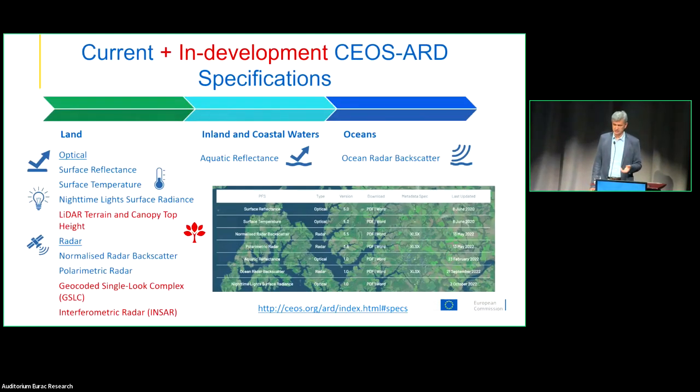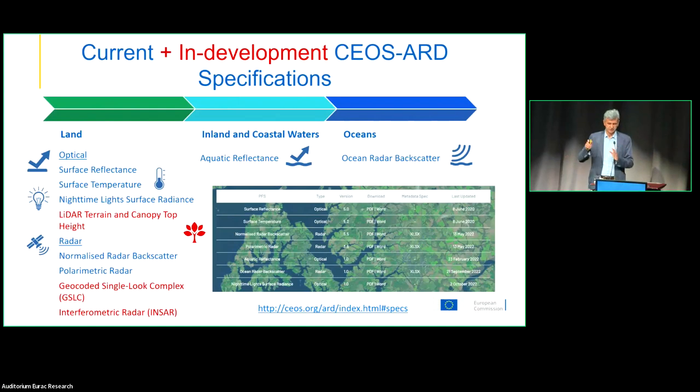That's the current status of what we call the CEOS ARD. So that's the ARD as we implemented in CEOS with so-called product family specifications on land, on coastland and water. So it has expanded. It was only land a few years ago. Now we have opened to other areas.